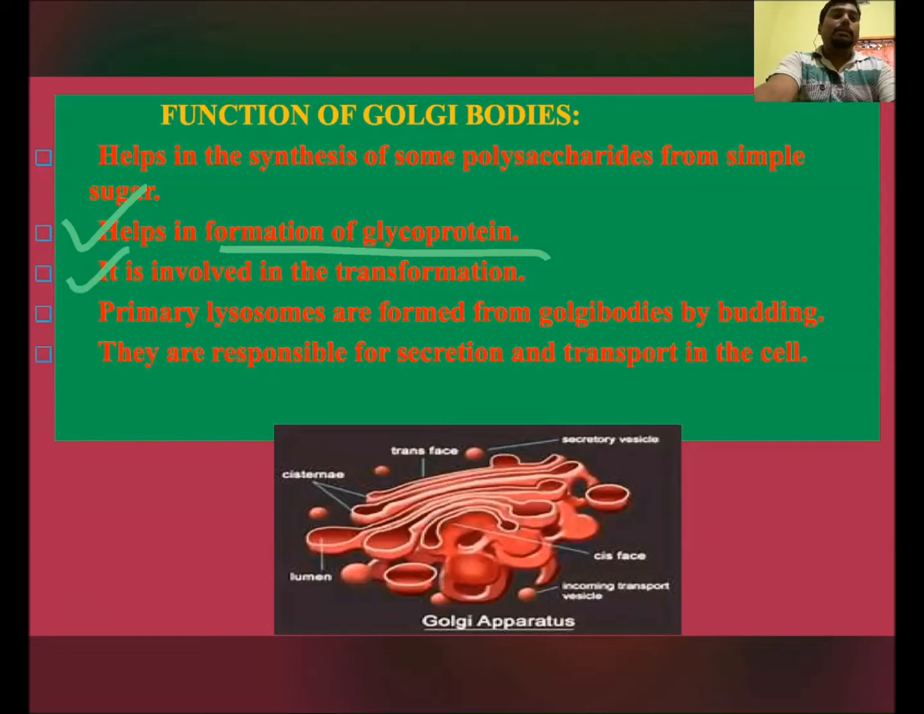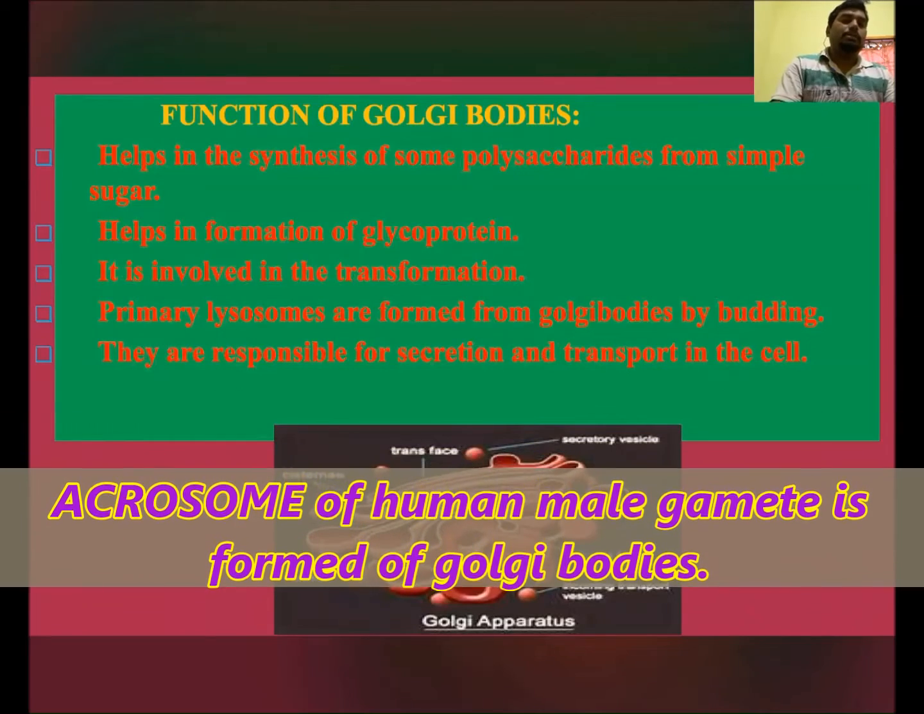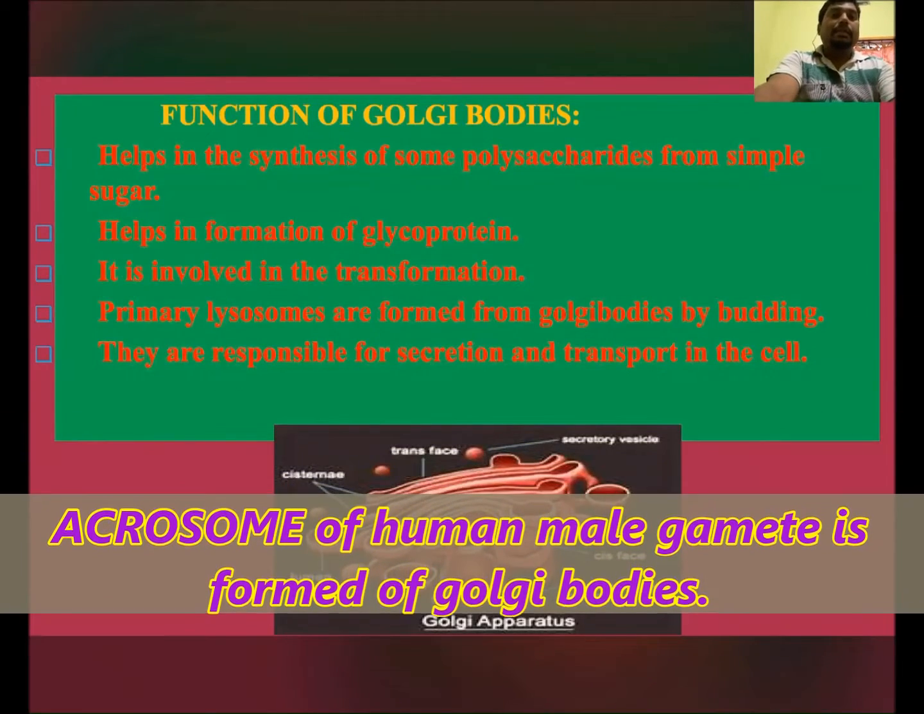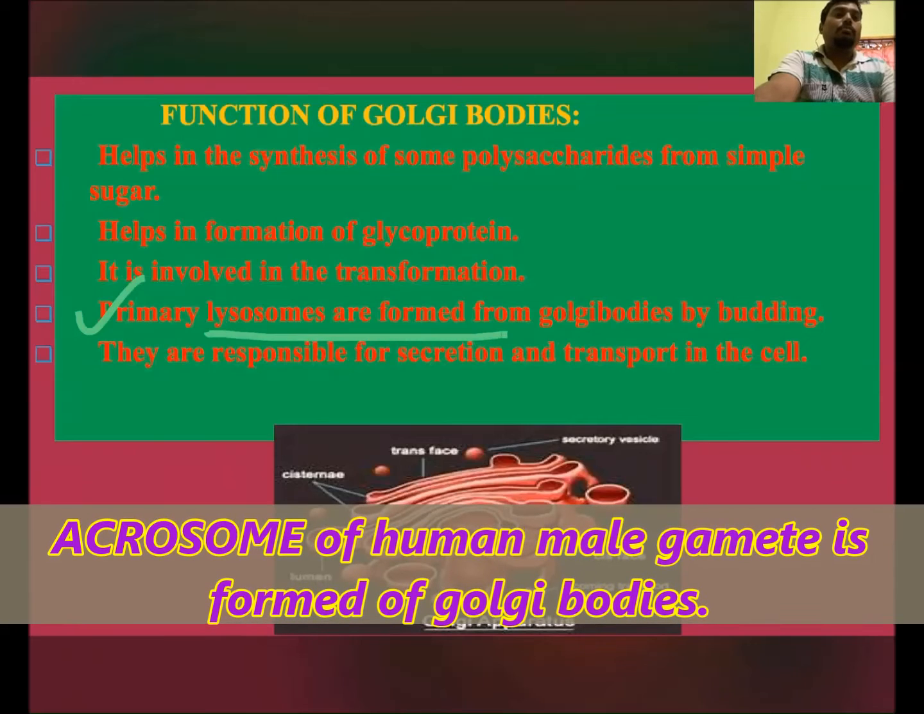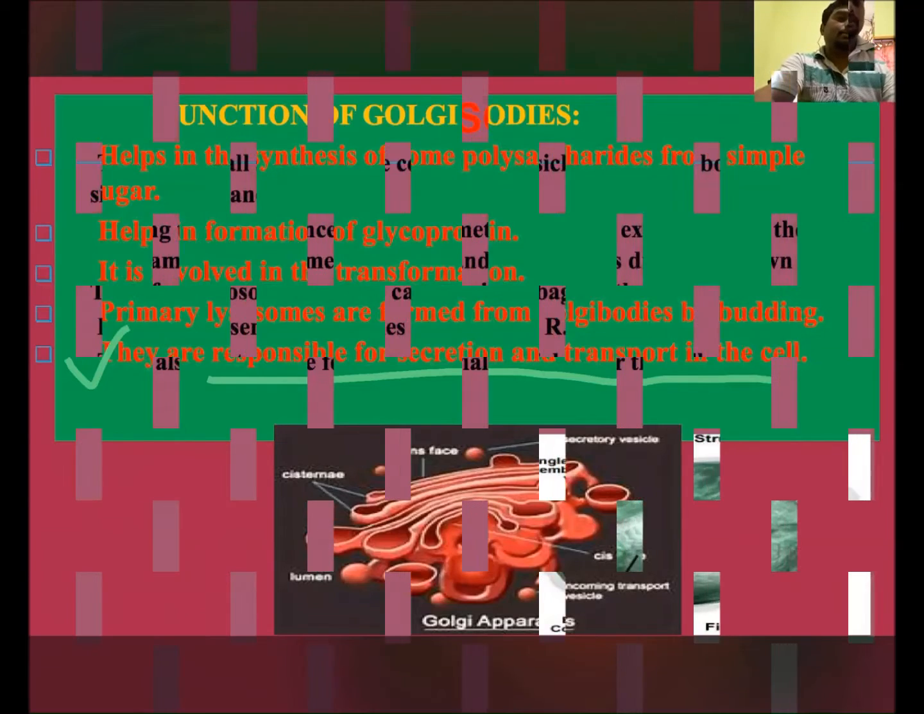It is involved in the transformation. Transformation means the change of one form into another form. Like one biomolecule will transform into another biomolecule, and one structure will transform into another structure. Primary lysosomes are formed from Golgi bodies by budding. So this is one of the examples of transformation. And the Golgi bodies are responsible for secretion and transport in the cell.